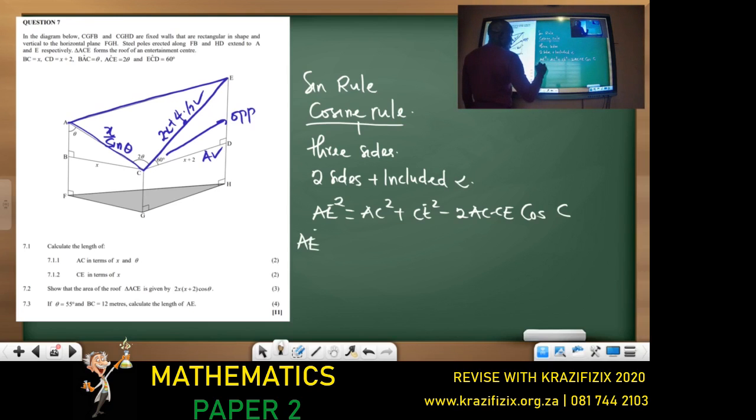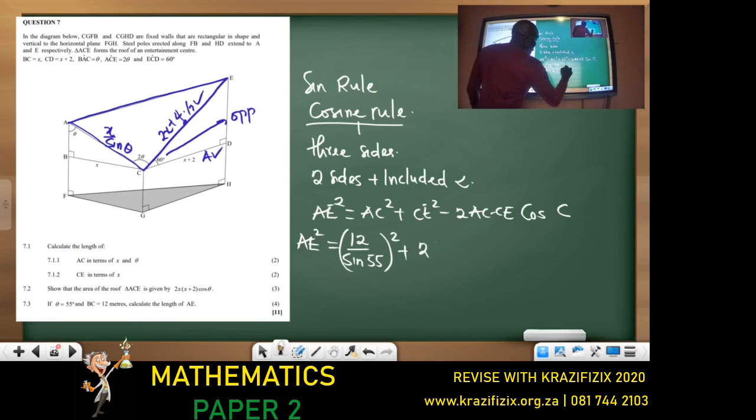Okay, let's walk through. AE squared. What is my AC, by the way? X over sine theta, and my X is 12. So 12 over sine 55, theta is 55, all squared, plus, now what is CE? 2x plus 4. I can substitute that quickly. 2 times 12 would give me what? 24. 24 plus 4 would give me 28. That's very straightforward. Minus 2 into bracket 28.